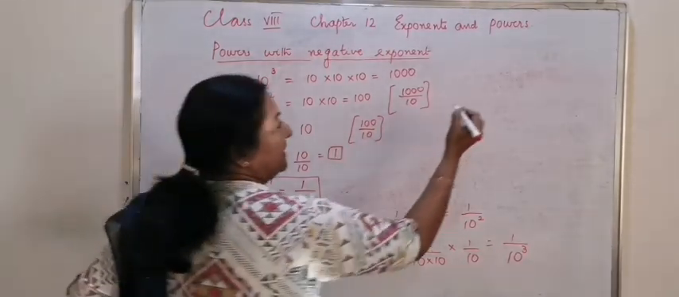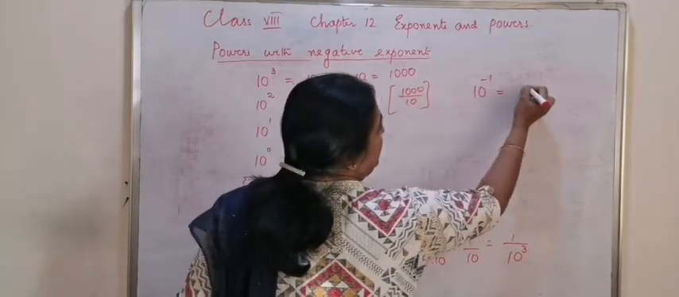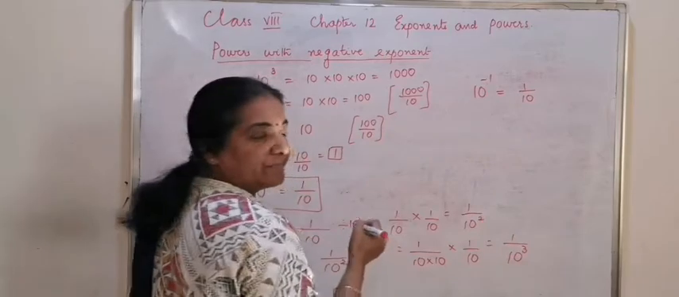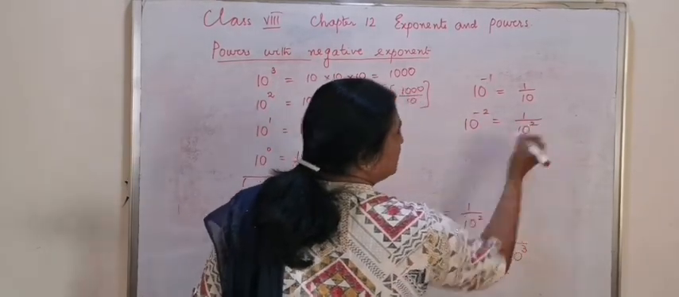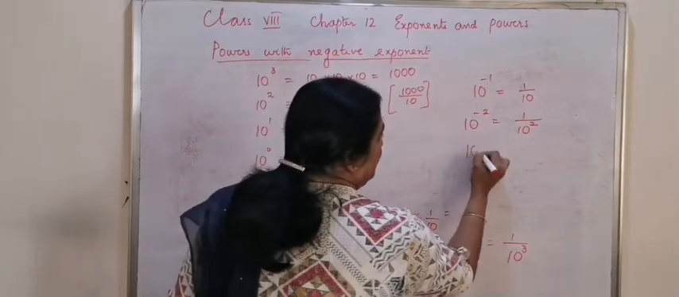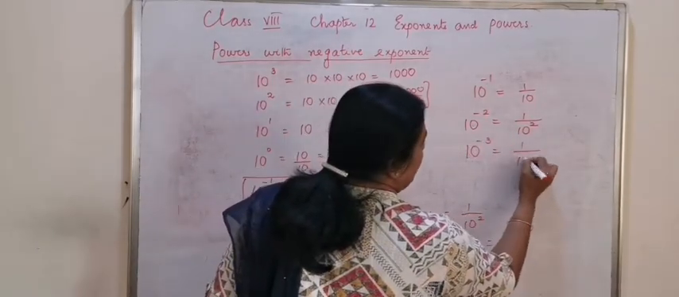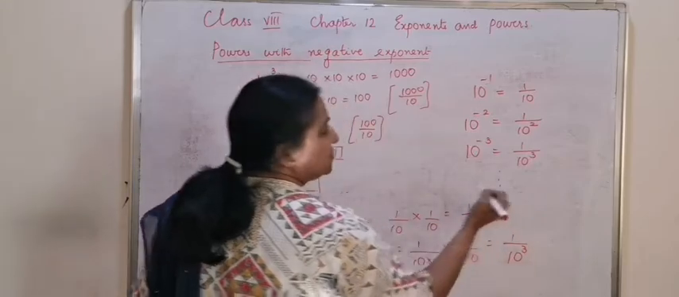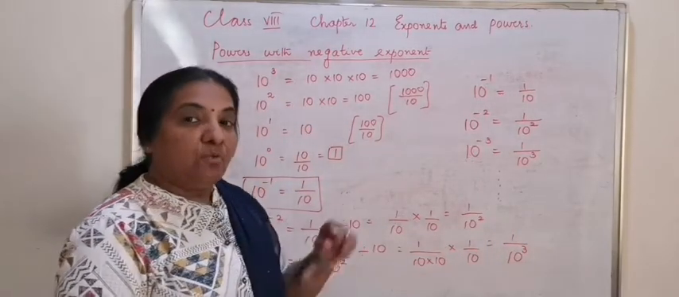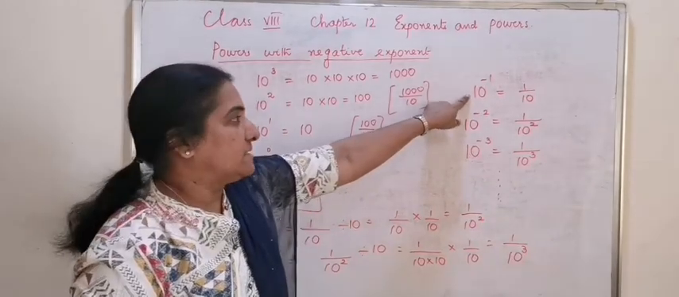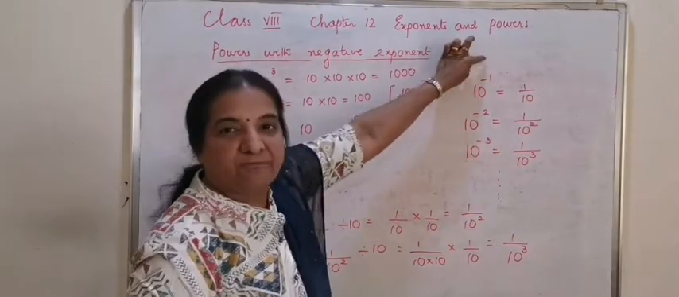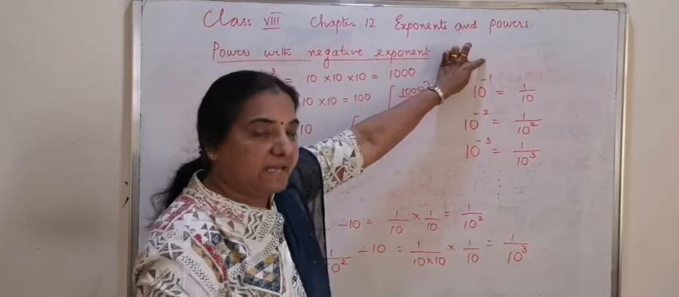That is, 10 to the power of minus 1 is the same as 1 by 10. 10 to the power of minus 2 is the same as 1 by 10 square. 10 to the power of minus 3 is the same as 1 by 10 cubed, and so on. So, what is happening to the base of this exponential form? For 10 to the power of minus 1, the base is 10.